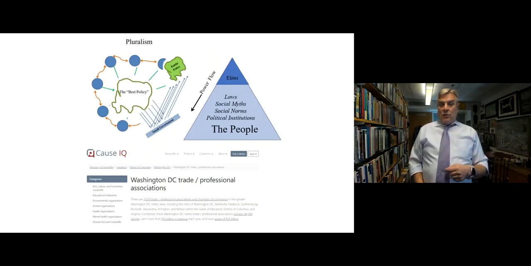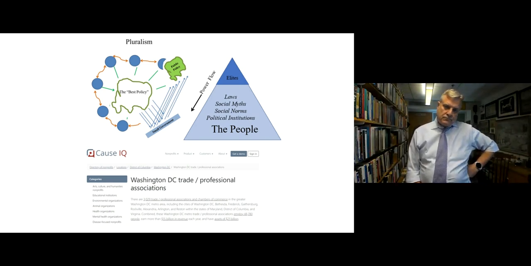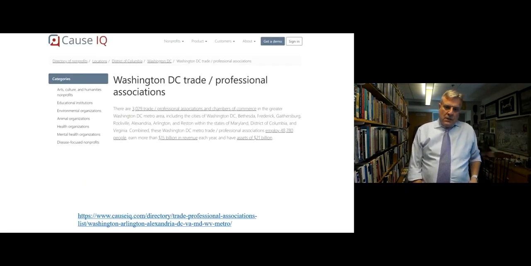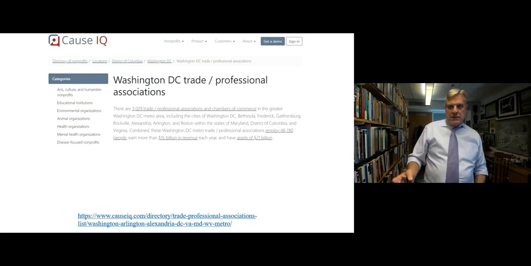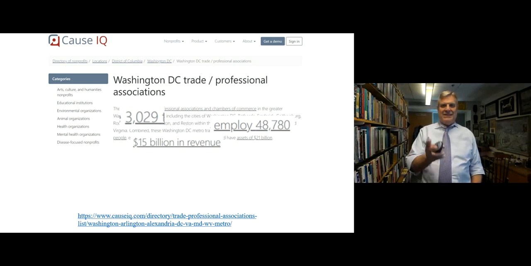Let's take a look now at the interest groups that exist, say, at the federal level in Washington, D.C., and pay attention to the power there. This is from a website, causeiq.com. Just within the D.C. area, trade and professional associations, there are 3,029 of them currently. They employ 48,700 people. This is just in D.C., just within trade and professional associations. And they had over $15 billion in revenue 2 years ago. It's kind of amazing, isn't it?